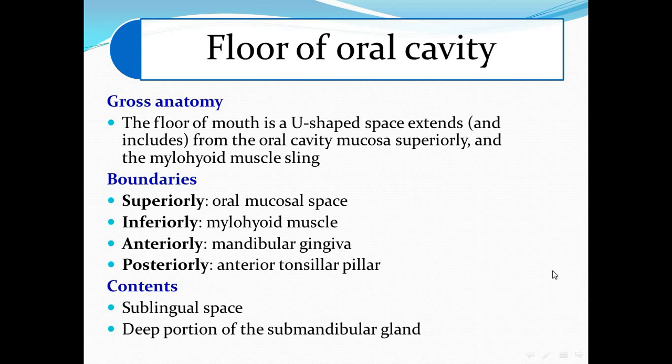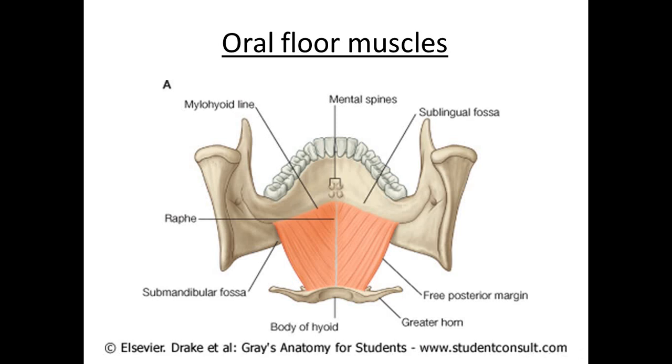The contents of the floor of the oral cavity include the sublingual space, which is considered by some as an independent space, and the deep portion of the submandibular gland. These are the muscles that form the oral floor. The main muscle that forms the oral floor is the mylohyoid, which extends from the mylohyoid line on the inner side of the mandible to the hyoid bone. There are two mylohyoid muscles. They join at midline by this curve.